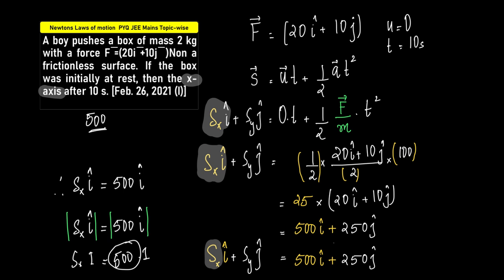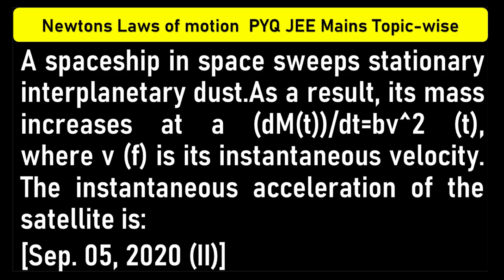Now let us try to do the next question, which is based on force as a function of velocity. A spaceship in space sweeps stationary interplanetary dust. As a result, its mass increases at a rate where dm by dt is equal to b v square, where v of t is its instantaneous velocity. So the instantaneous acceleration of the satellite is.